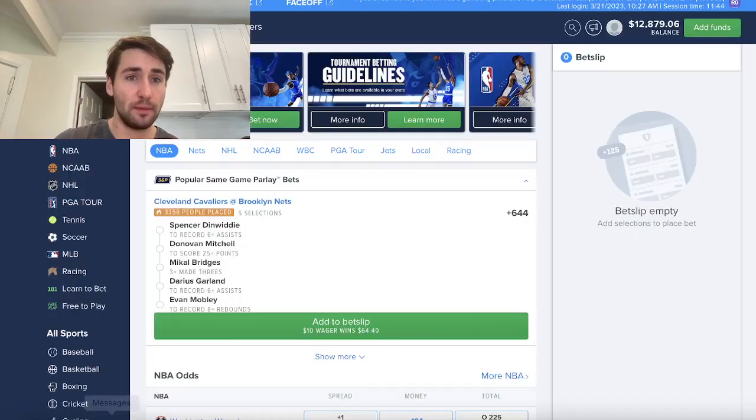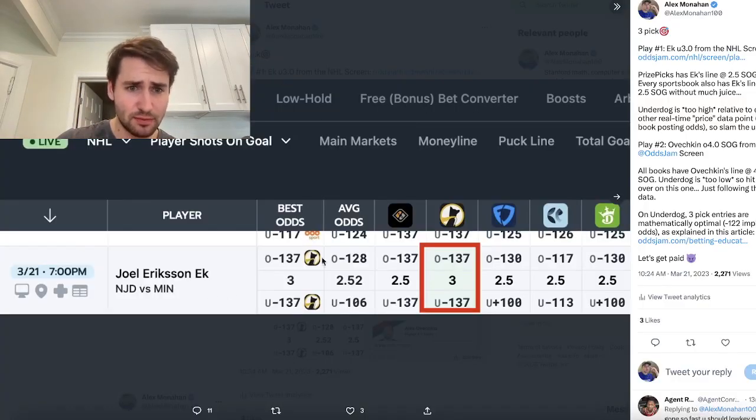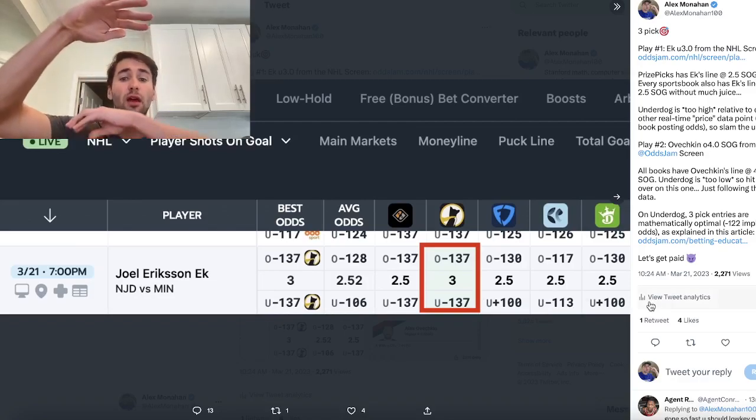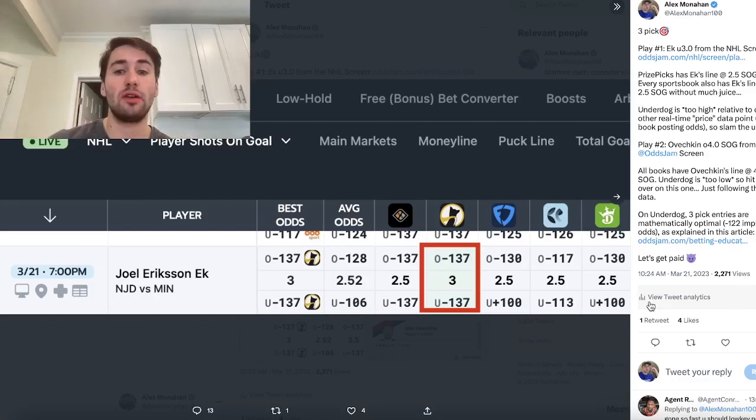So if we go here, what you're going to notice is for Joel Eriksson, Underdog had his line at 3, which you can see right here. I kind of wrote a little bit about this on Twitter. All the sportsbooks, PrizePicks have his line at 2.5. Really not much juice towards the over. Underdog at 3. All other data points at 2.5. We want to take the under on Underdog.